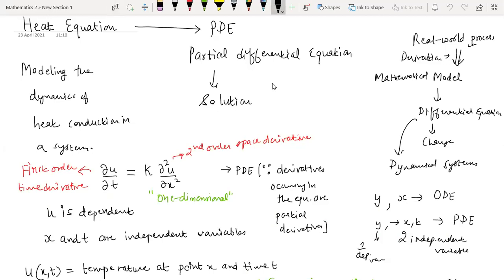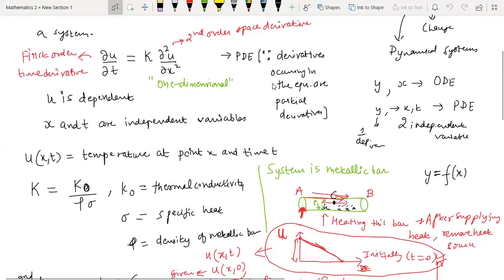Del U by del T is a constant times del 2 U by del X2. So, it has a first order time derivative and a second order space derivative, and in space it is just one dimensional. U is the dependent variable, X and T are independent variables, and physically what U represents is the temperature at any point X at any time T.